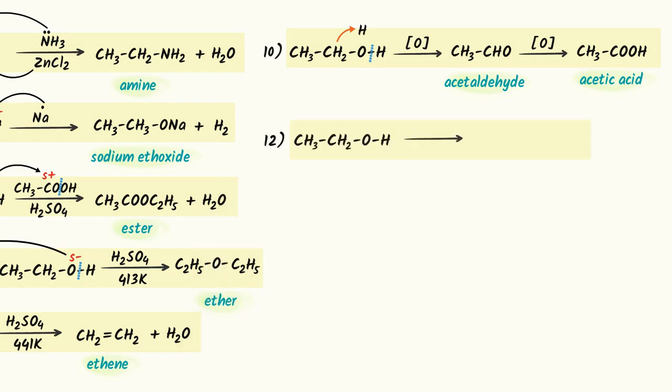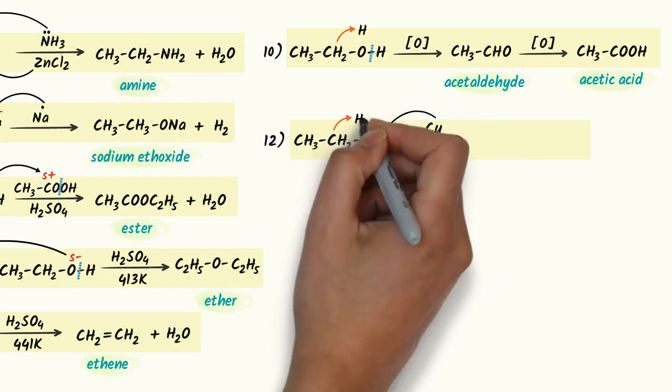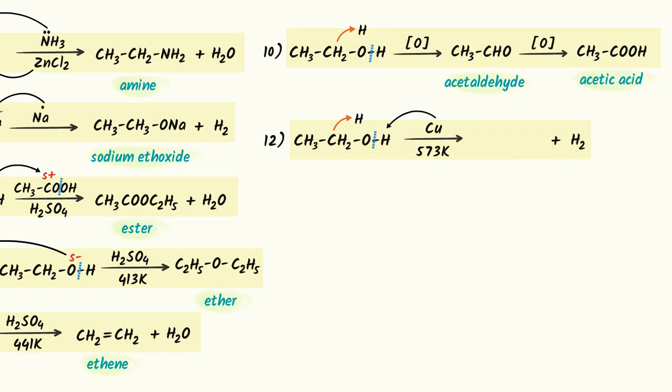For the 12th reaction, I use copper at 573 Kelvin. The copper surface acts like a magnet that pulls the hydrogens off. As a result, hydrogen gas is formed. It gives us the same acetaldehyde very quickly.